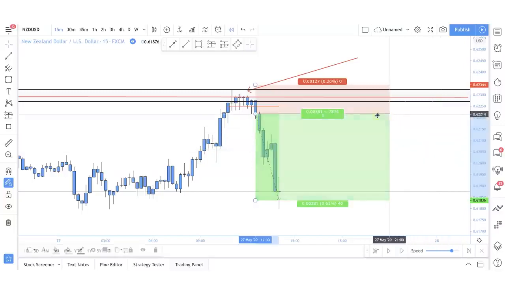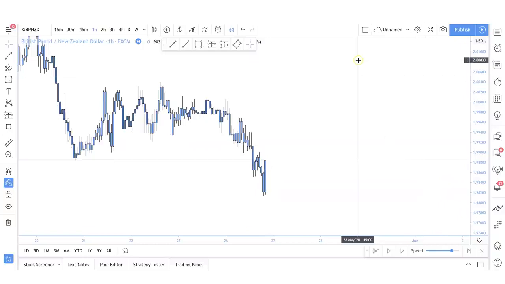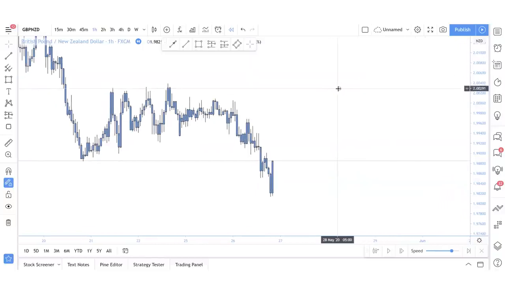So that is pattern number 1, and a very, very powerful pattern for those who are trading price action and technical analysis. Let's move on to example number 2. Example number 2 is pound New Zealand dollar. So for this, we're going to identify the structure of the market. We can clearly see it's to the downside.